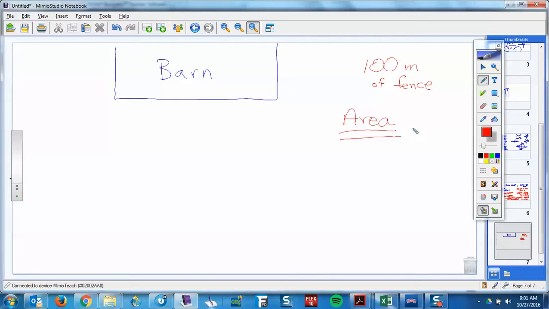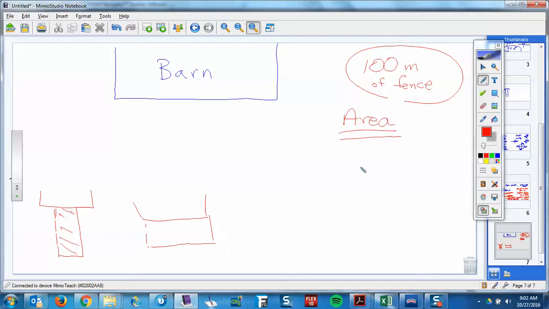In other words, how should I use my 100 meters? Should I come out from the barn and go like this, and like this? And what would that area be? Or should I come out from the barn just here and use my 100 meters of fence? How far should I go? That kind of thing. And the calculus idea from that is, what would be the best use of my 100 meters of fence that would give me the most area? That's what we're going to go to.